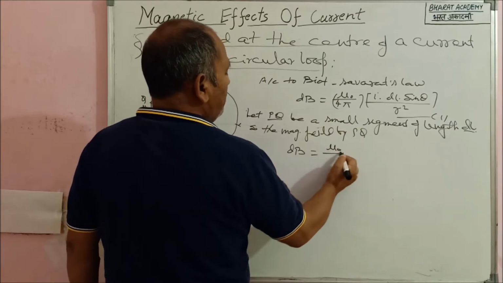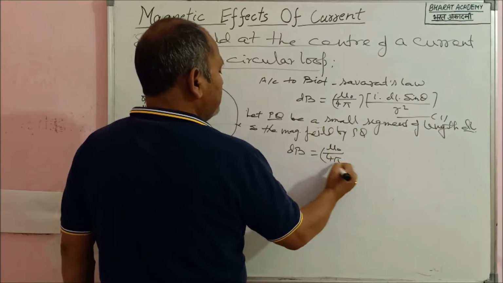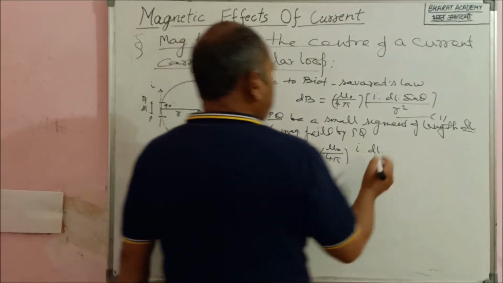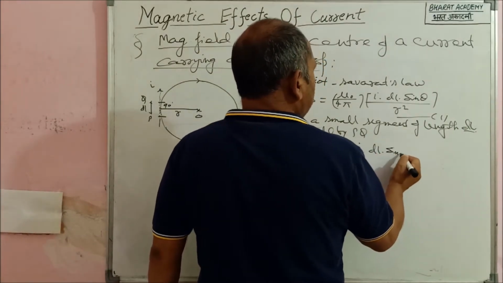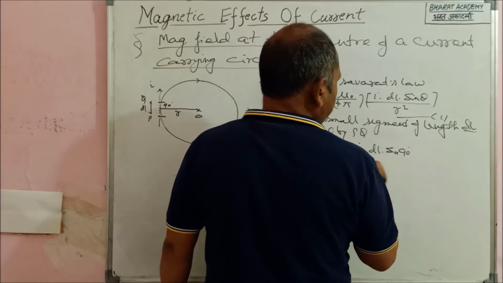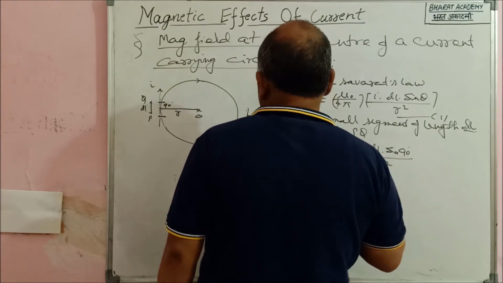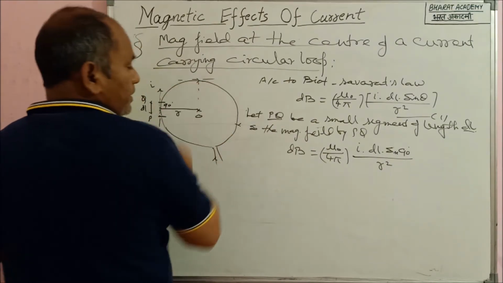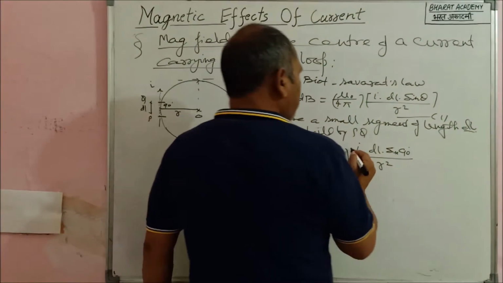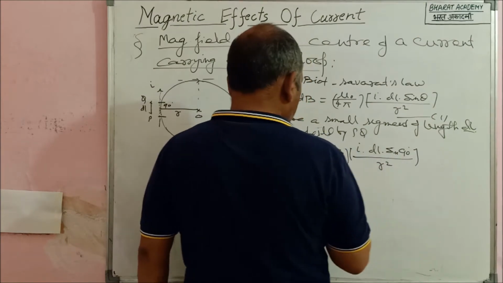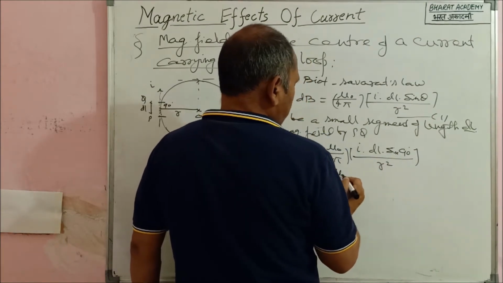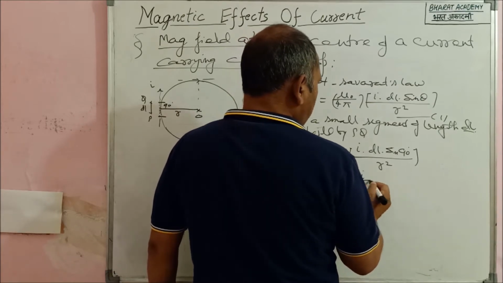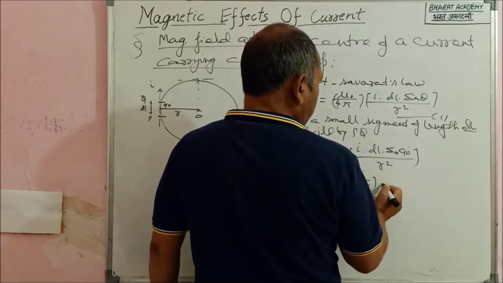will be mu 0 by 4 pi I dl, now sin theta will become sin 90, by r square. At any point you can take, right? Tangent is always perpendicular to the radii. Simple geometrical theorem if you have read in class 10th. So what we got is mu 0 by 4 pi I by r square into dl.